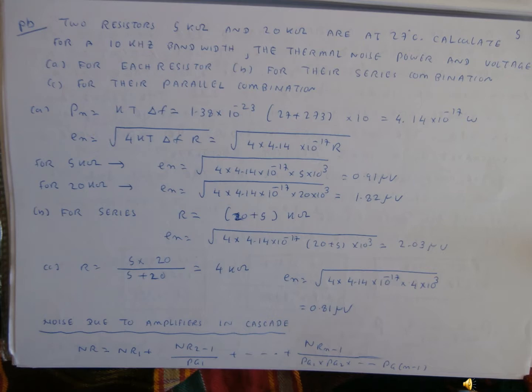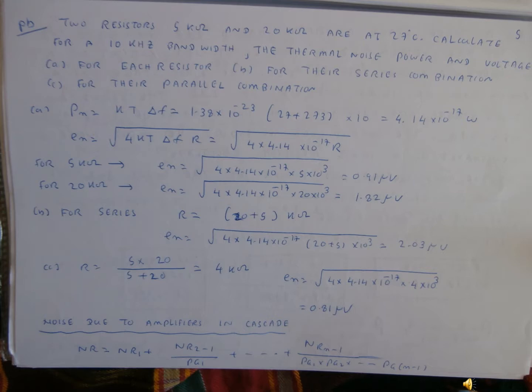Firstly, we have to calculate the noise power, P n equal to k T delta F. That is 1.38 multiply 10 power minus 23, multiply 27 plus 273, multiply 10 power 3. So you get 4.14 multiply 10 power minus 17 watt. Then E n equals the square root of 4 k T delta F R. Substituting R equal to 5 kilo ohm, E n equals the square root of 4 multiply 4.14 multiply 10 power minus 17 multiply 5 multiply 10 power 3. So you get 0.91 microvolt.